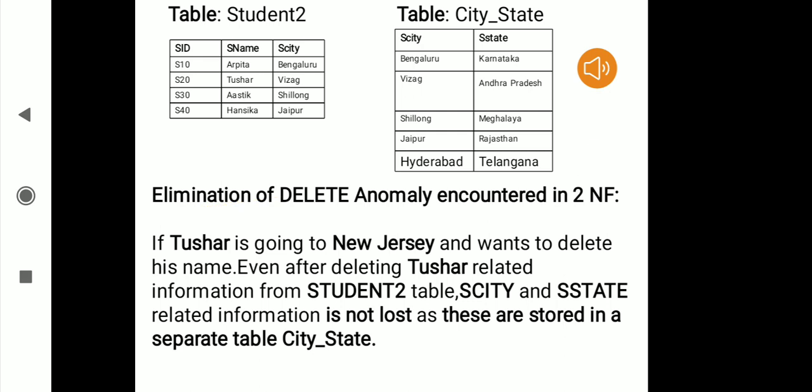Again, as the tables are in third normal form, the delete anomaly encountered in second normal form has also been eliminated. Now check the table student 2 with the entry SID as S20 and SName as Tushar. Now, if this student Tushar is going to New Jersey and wants to delete his name, then there is no problem at all. Even after deleting Tushar related information from the table student 2, sCity and sState related information are not lost, as these are stored in a separate table city state as shown in this slide.